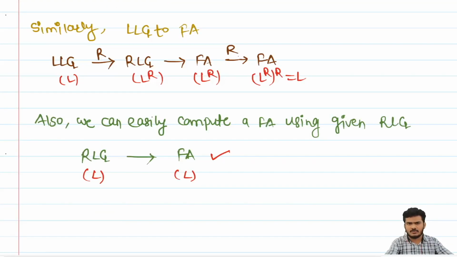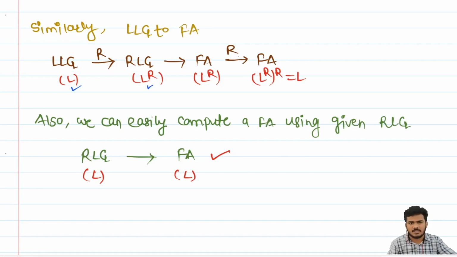Similarly, if you want to obtain the finite automata from the left linear grammar, what steps do we have to follow? Suppose we are given a left linear grammar which is accepting the language L. Then we will reverse it and get the right linear grammar, and that right linear grammar will now accept the reverse of the language.